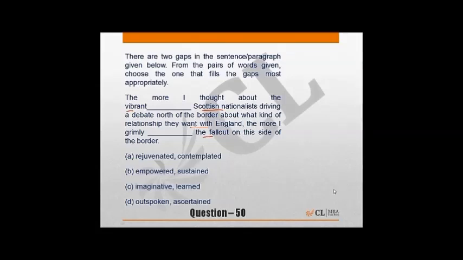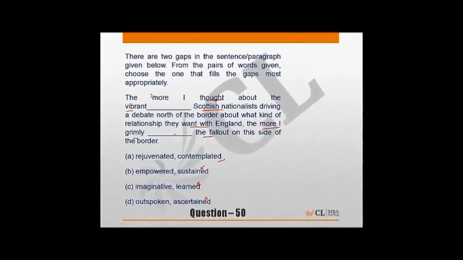Now this question I started to work with the second blank. I said let me try to fill this up first, essentially because in the more I grimly dash the fallout on this side of the border, I thought it would be easier to fill in this one. So the more I contemplated, I thought about, yes, it is possible. The more I grimly sustain the fallout, I can't sustain it. So choice B cannot be the correct answer. Looking at the start, the more I thought about something, it cannot be I learned out here. I ascertain, no, I cannot ascertain, because I don't have data, I am just thinking about it, so contemplated becomes the right word.